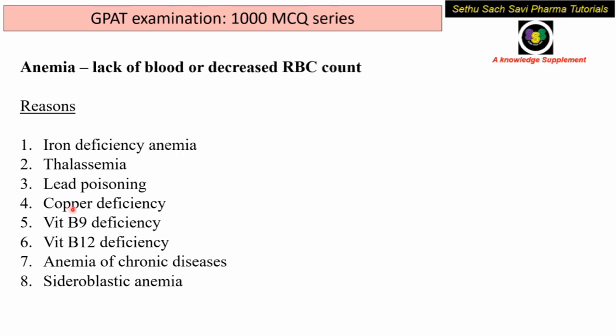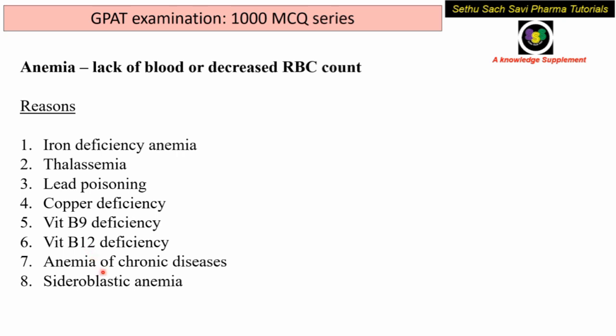Next one is copper deficiency. Where have we studied copper? Cyanocobalamin contains copper. So a reduction in the amount of copper can lead again to anemia. Next one is vitamin B9 deficiency. What is vitamin B9? It is folic acid. Deficiency of folic acid can lead to reduction in the synthesis of heme. Vitamin B12 deficiency. What is vitamin B12? It is cyanocobalamin. The deficiency can directly lead to anemia.